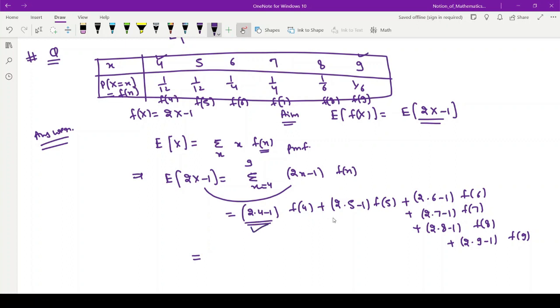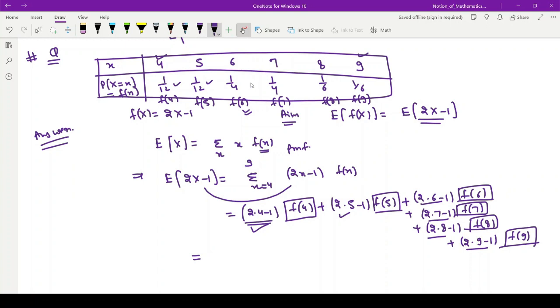Now this question is very easy. We can easily evaluate all these terms, 2 into 6 minus 1, this, and this, and thereafter all these values, f4, f5, f6, f7, f8 and f of 9, we can take from this table. Thereafter the calculation is very easy.